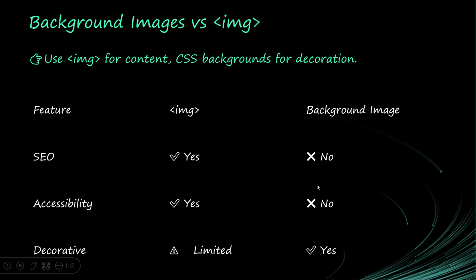Now, background images. Do not use background images except for decoration. Make sure you use your image tag for content. Background images are just for decoration, so use CSS background images for decoration. For SEO and for accessibility, make sure you're using the image tag. But for decorations, you can use background images. Don't use background images often. Always use your image tag for SEO.